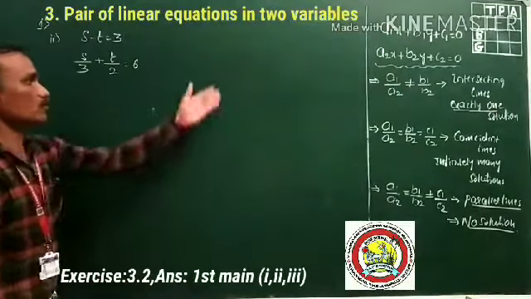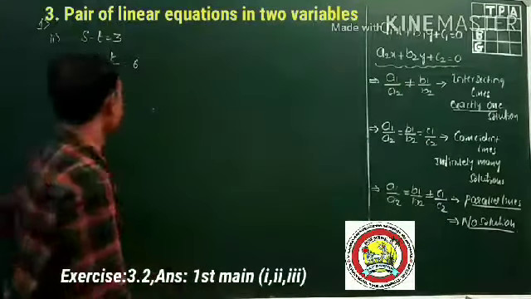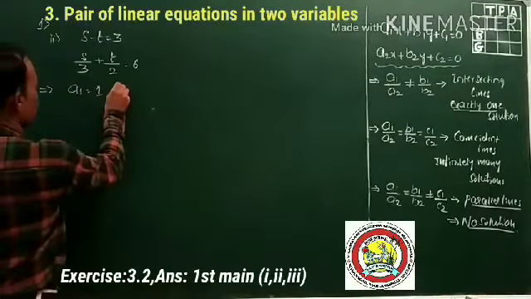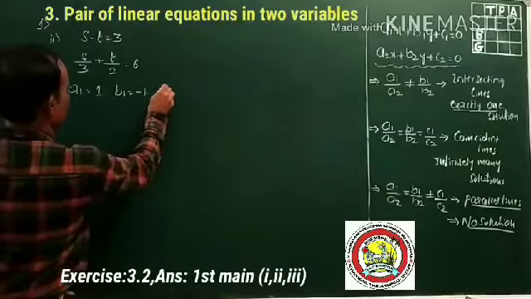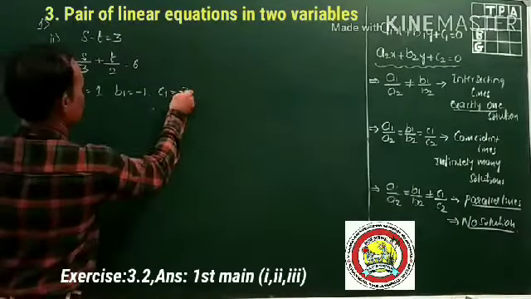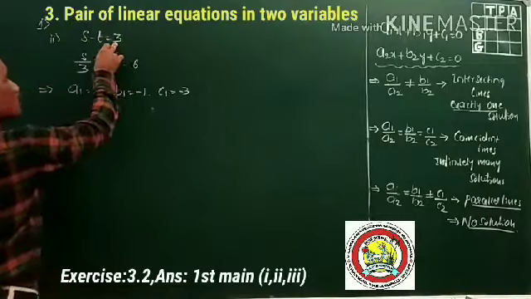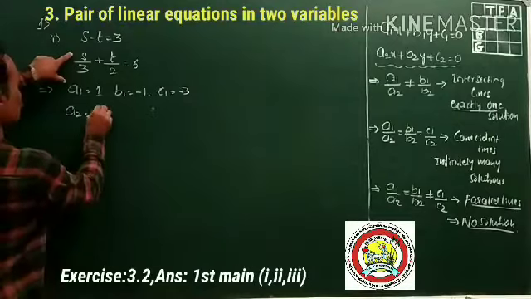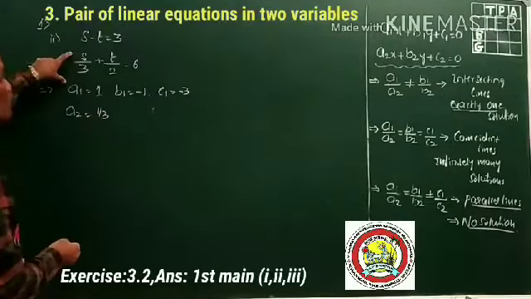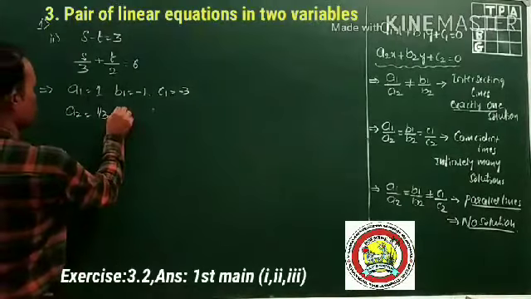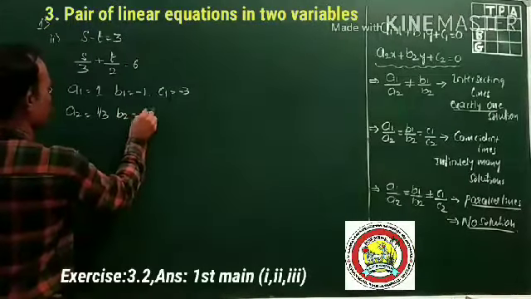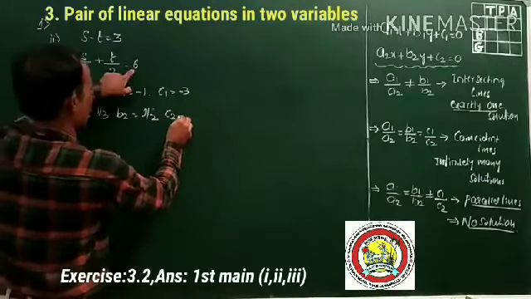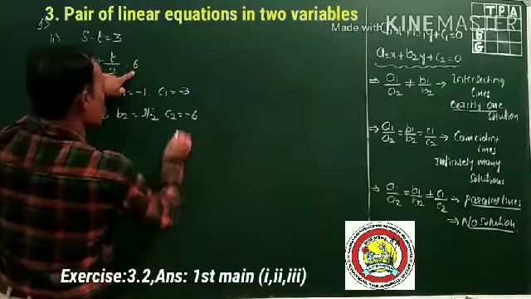I told you, before going to find the solution, first you have to check. The value of a1 is equal to 1, the value of b1 is equal to minus 1, and the value of c1, first you take 3 here, otherwise write the opposite. Then the value of a2 is the coefficient of s, that is 1 by 3. Don't write s by 3, the coefficient of s is 1 by 3. Then the value of b2 is the coefficient of t, that is 1 by 2. Then the constant, that is the c2 value, minus 6.